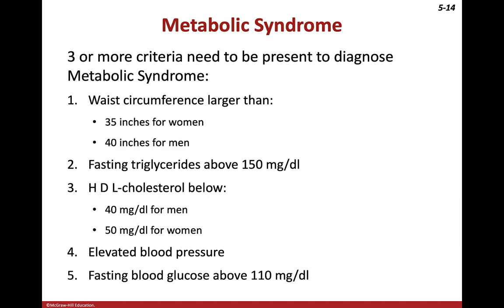Now, to be diagnosed with metabolic syndrome, you need to present 3 or more of the previous criteria. Now, other things that they're looking at here is a waist circumference greater than 35 inches for women or 40 for men, fasting triglycerides above 150 milligrams per deciliter, HDL cholesterol levels below 40 for men, below 50 for women, elevated blood pressure, and fasting blood glucose levels that are above 110 milligrams per deciliter. So that's generally what is used to classify or diagnose an individual with metabolic syndrome. So 3 or more of these criteria.